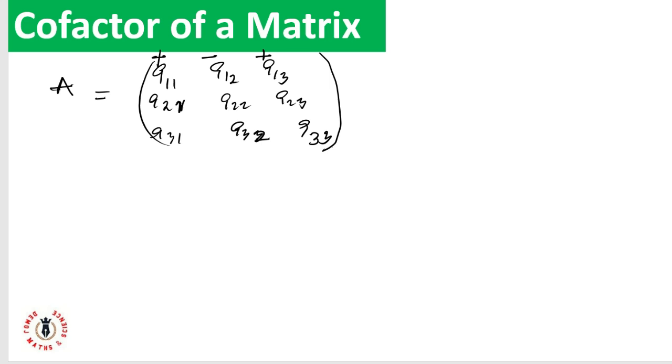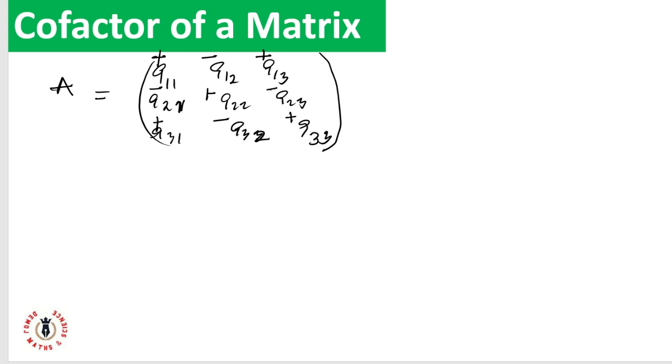Now along the column, since the first has a positive sign, the next will have a negative sign and then a positive sign. Along the second row, the first element has a negative sign, here I'll have a positive sign, here a negative. On the third row, a positive, a negative, and a positive. So the cofactor of each element of this matrix is the sign attached to it alongside its minor.